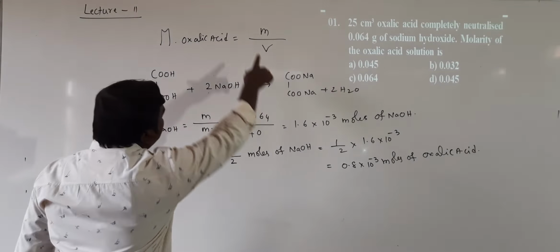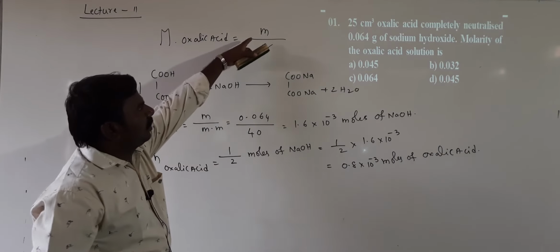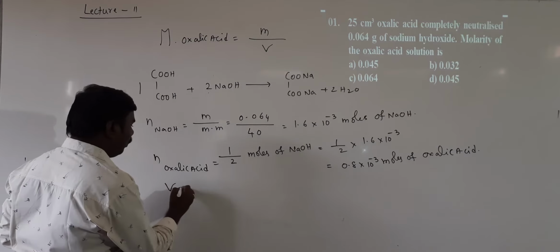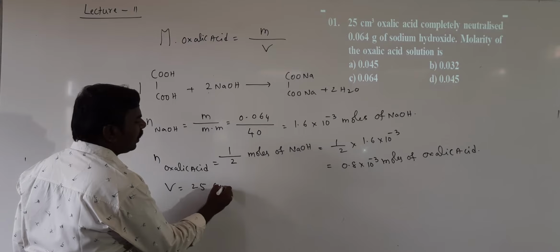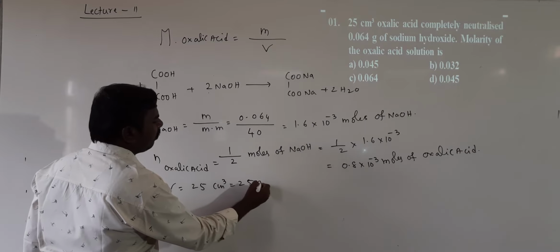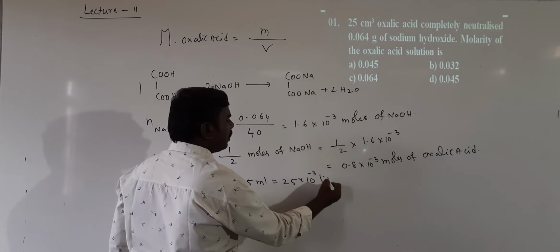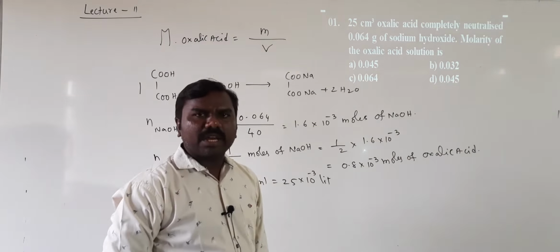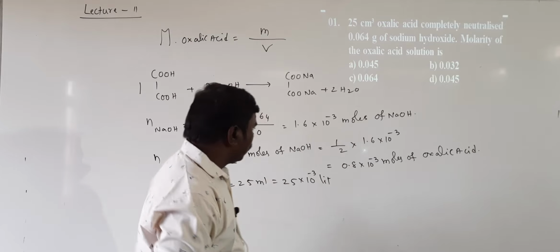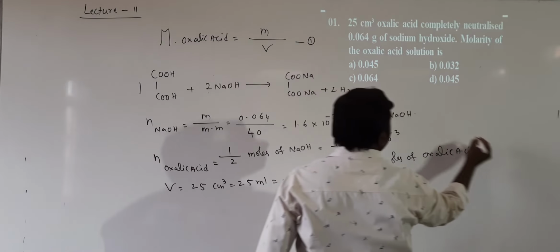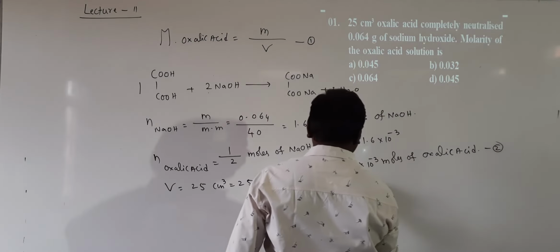Then molarity is equal to, what is that? Moles by volume. Number of moles of oxalic acid, volume equal to 25 cubic centimeter, 25 milliliters, 25 into 10 to the power of minus 3 liters. Milliliters I converted into liters. So, this is taken as formula number 1, this is 2 and this is 3.